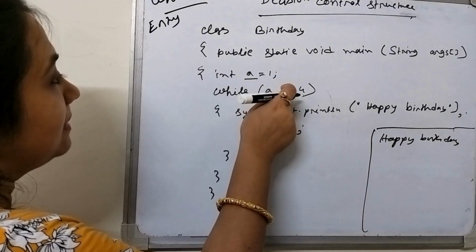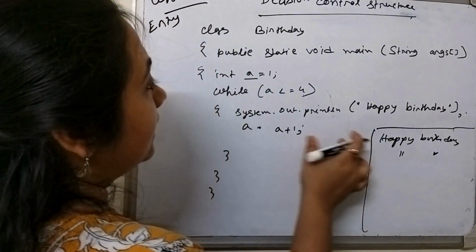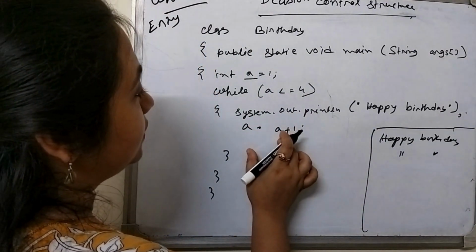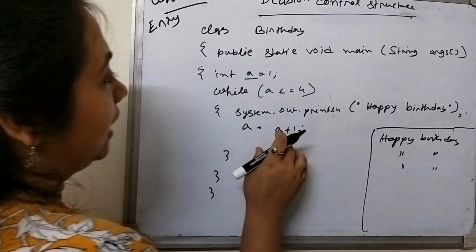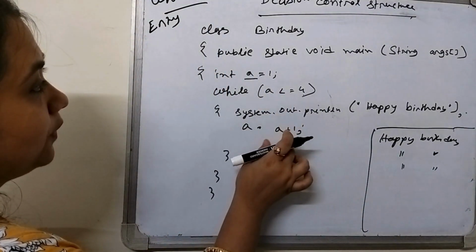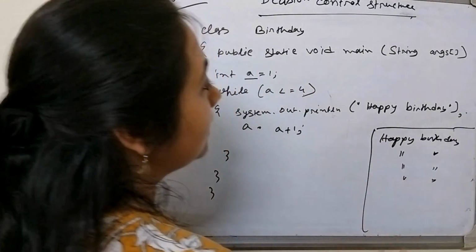So again the condition will be checked. The condition will be satisfied. Again happy birthday will be printed. Next time it will go from 2 to 3. The condition will be satisfied. Again happy birthday will be printed. Now after that, 3 plus 1 is 4. 4 is within the condition, 4 compared with 4. The condition will be satisfied. Then happy birthday will be printed.